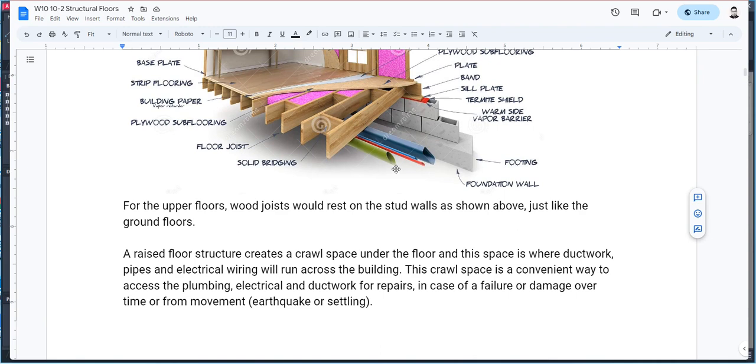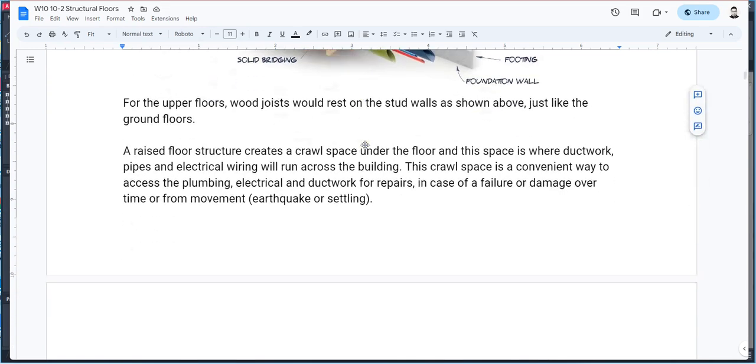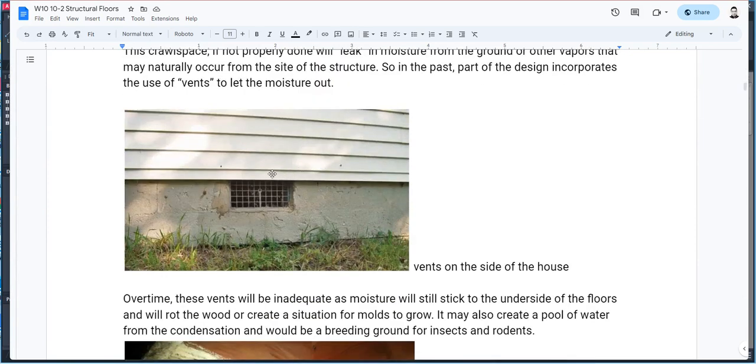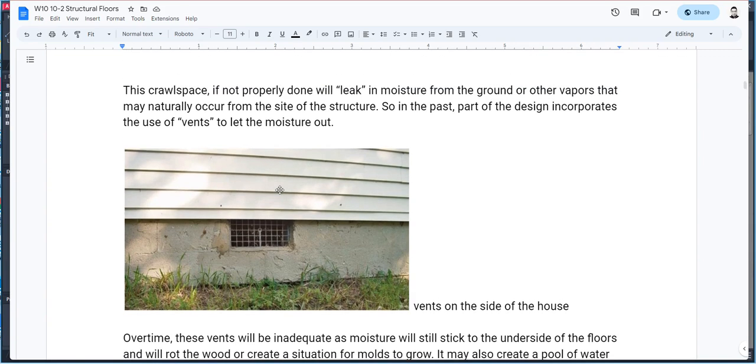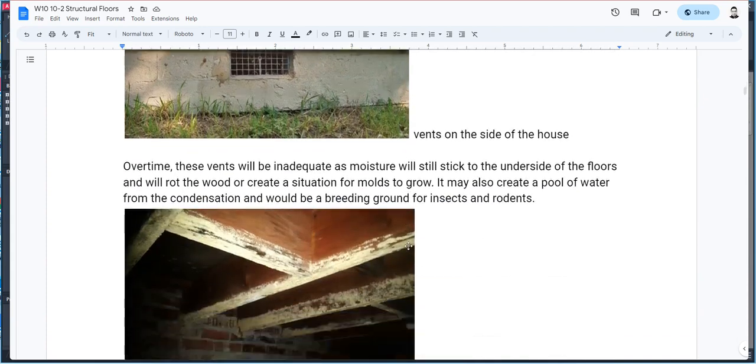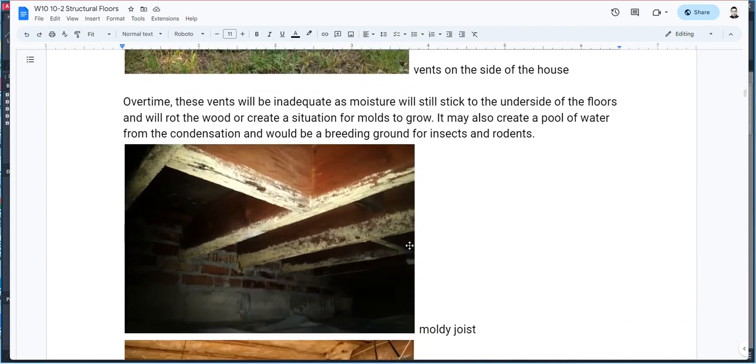Okay, and that's very convenient because if something goes wrong, like a leak, you can crawl under and fix it. Now, because the crawl space is open to the ground, it needs to be vented, because moisture and other vapors will leak into that space. Because moisture is basically water, it will tend to condense under the joists, and under the joists you will typically see rot or mold.